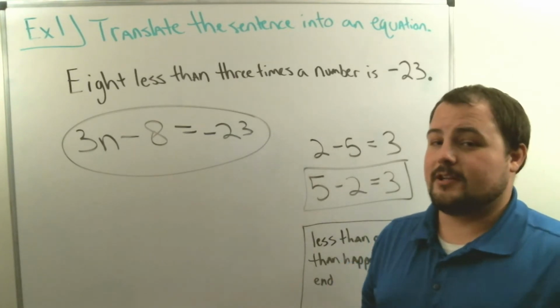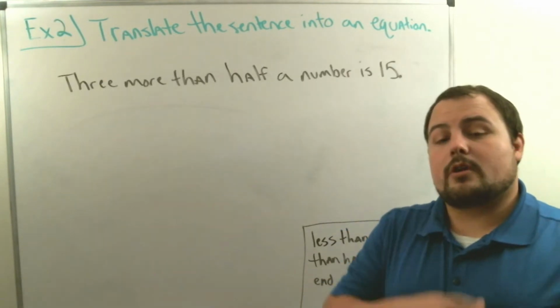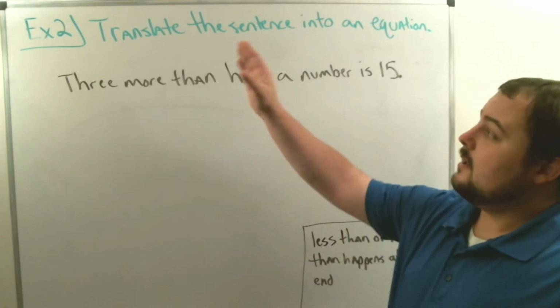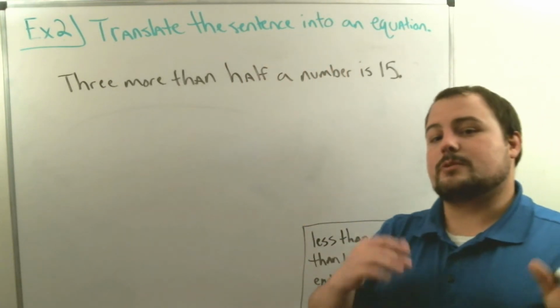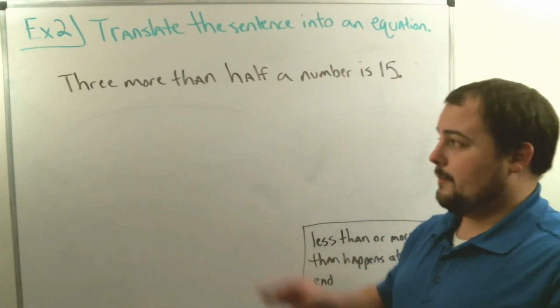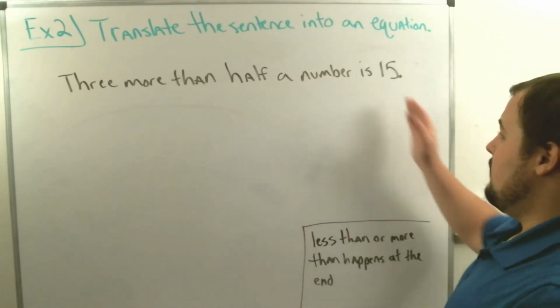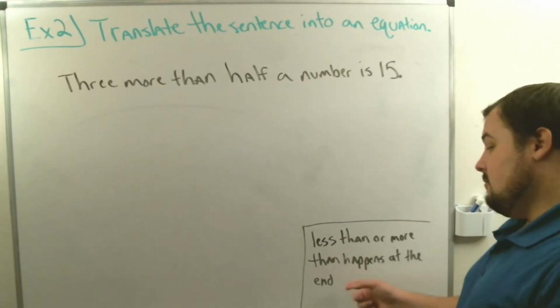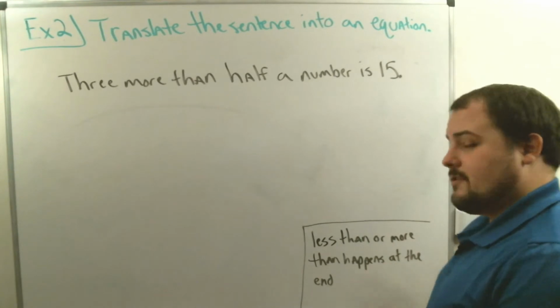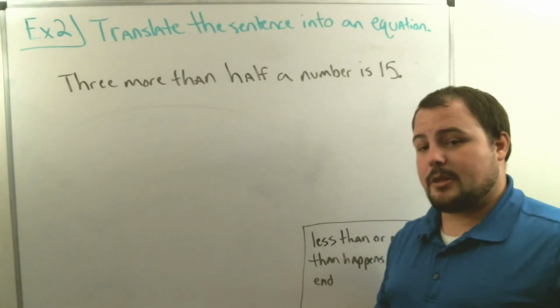Let's go ahead and move on to example 2. In example 2, we're going to be translating this sentence into an equation. That means we're taking words and writing numbers for them. It says: 3 more than half of a number is 15. Remember that "less than" or "more than" really means that it's happening at the end of the problem.